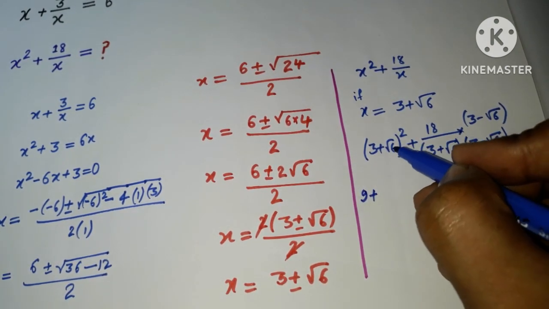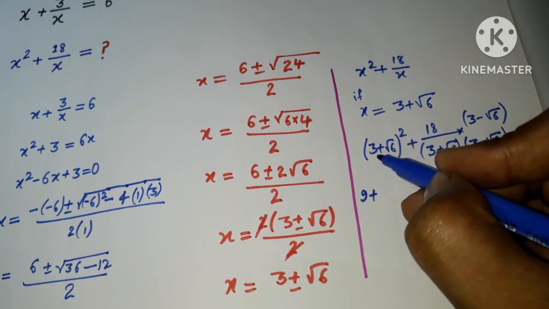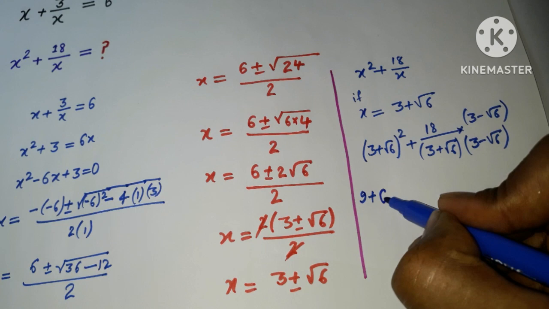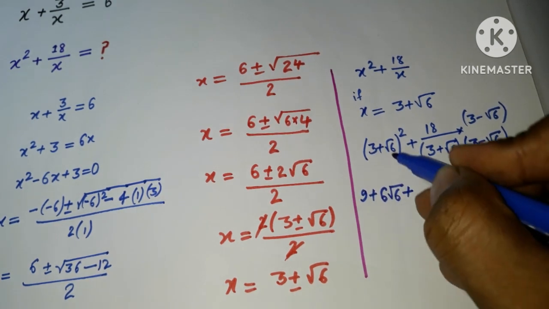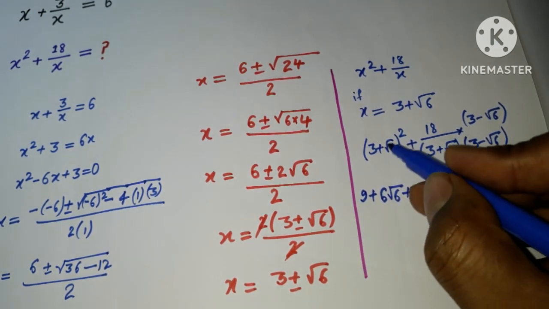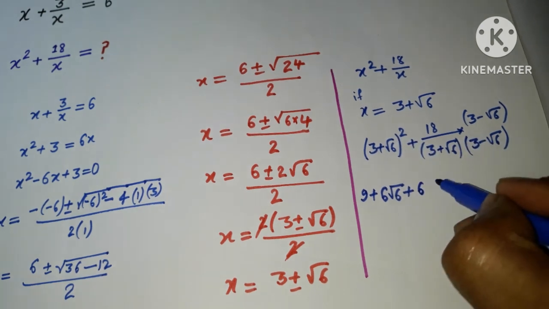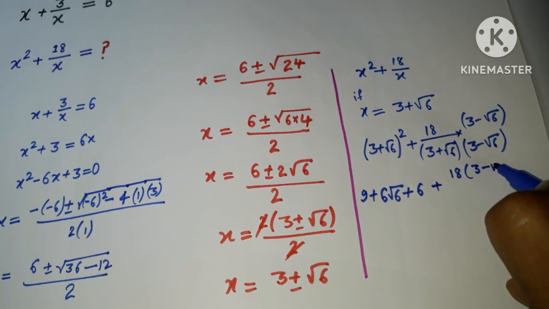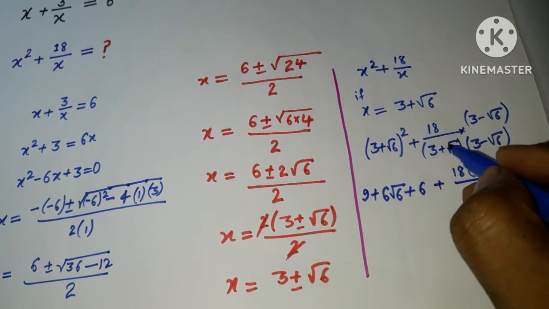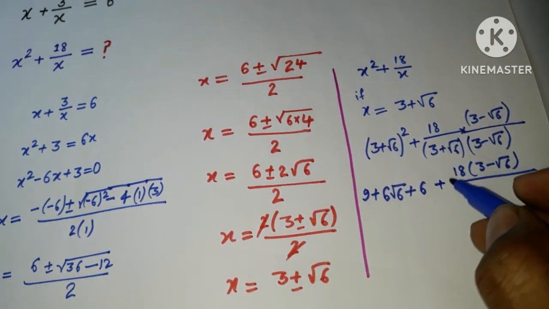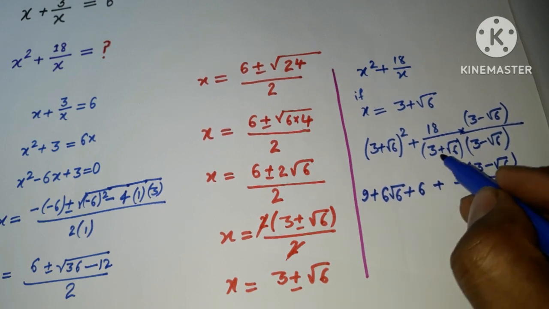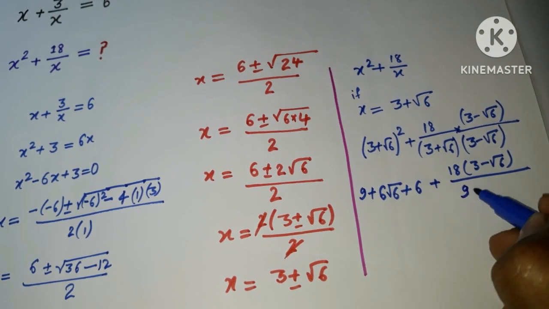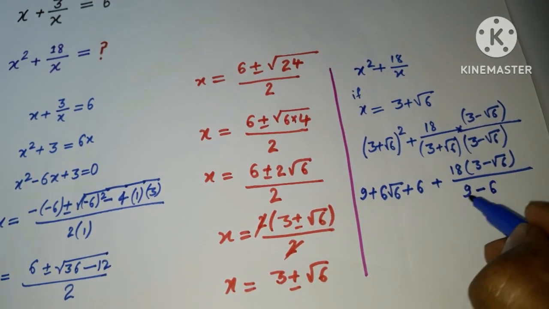So this one is what? 3 square is 9. This is a perfect square, so I'm just going to break it down. 3 square is 9 and 6 root 6, and root 6 square is 6, and we have 18, and it is 3 minus root 6. Here it is 3 plus root 6 and here 3 minus root 6, so a plus b and a minus b gives a square minus b square, so 3 square is what?